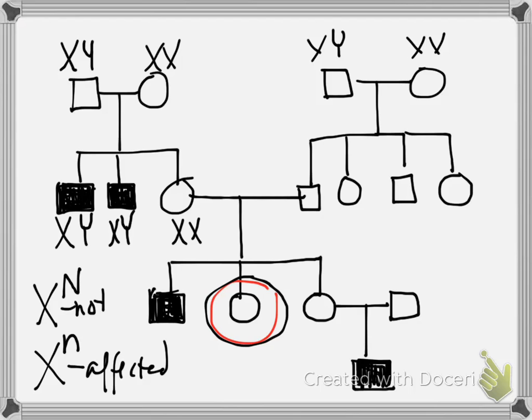So if we now go back and look at this guy, which X does he have? He has X little n Y. Which X does his brother have? He also has X little n Y. Which X does his dad have? X big N. Okay. What's his mom's actual genotype?